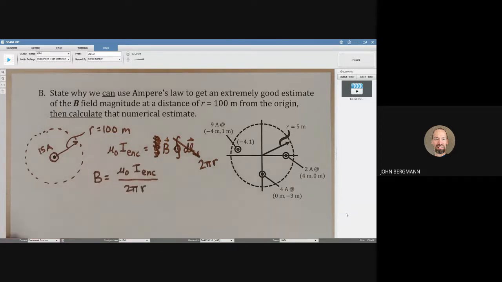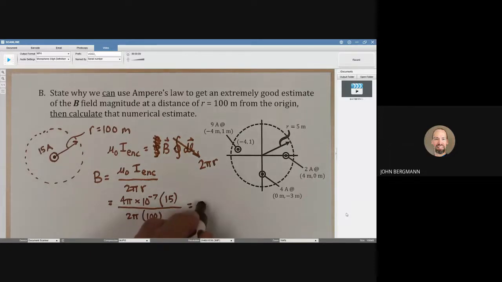We've seen this equation a whole bunch of times, but we haven't often used numerical values in it. Mu naught is a constant, 4 pi times 10 to the -7th with the proper units. The I enclosed is 15 amps. And then down here, we're going to divide by 2 pi. You can see that the pi cancels out, and the distance away is 100. You crunch that out to one significant figure, you get about 3 times 10 to the -8 Teslas.